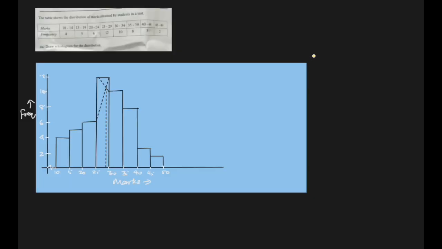The next question I have already solved. I'll just explain this to you. The question was, the table shows the distribution of marks obtained by students. So this is the table. 4 students got 10 to 14 marks, 5 students got 15 to 19, and so on, out of 50, I suppose. Draw a histogram for the distribution.